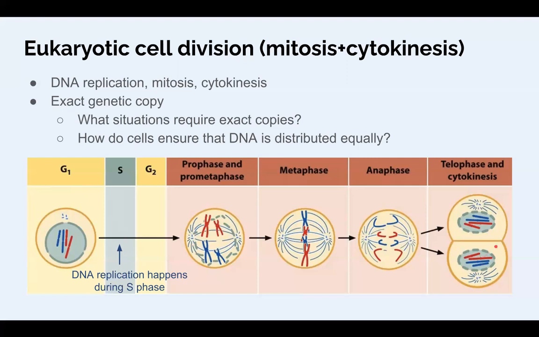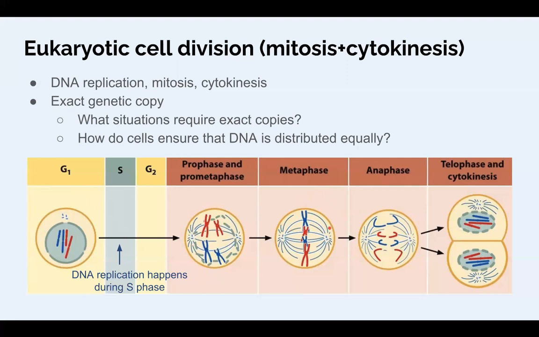This last question here, how do cells ensure that DNA is distributed equally? That gets me to basically my favorite part of mitosis, this phase called metaphase. So we'll do some diagram of metaphase. During that phase, you can really see how this lineup of chromosomes is going to cause half of the information to go to the left and an exact copy of that information to go to the right.